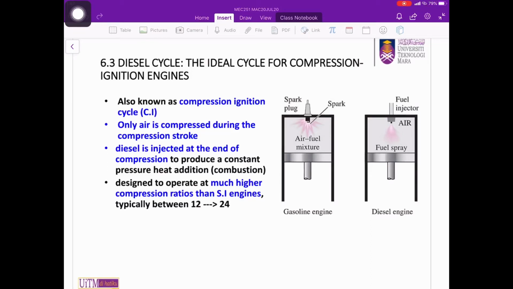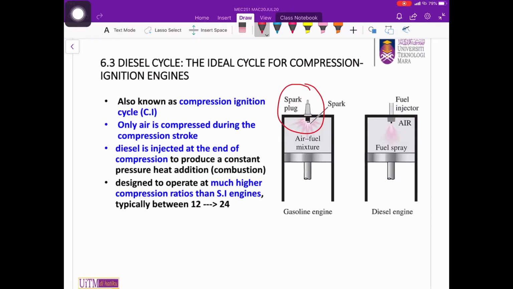Subchapter 6.3 Diesel Cycle, the ideal cycle for compression ignition engine. Diesel cycle is also known as compression ignition cycle or CI. During the compression stroke, only air will be compressed.